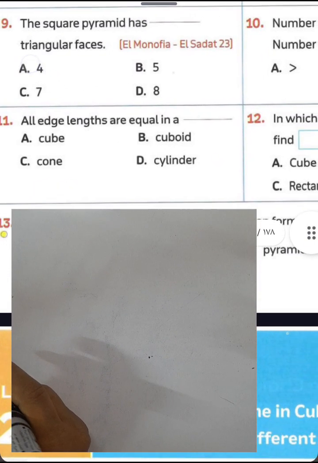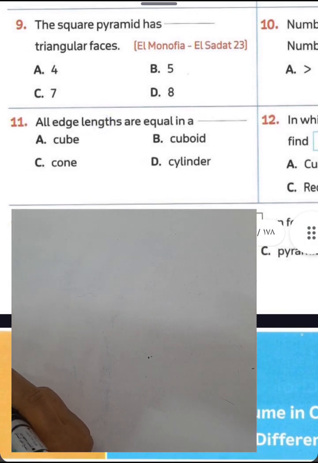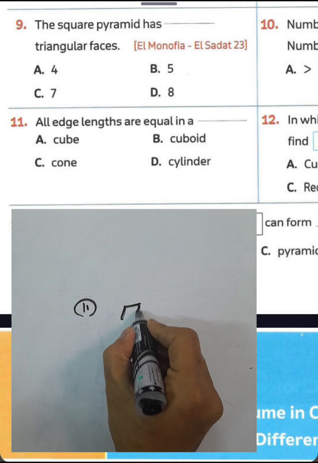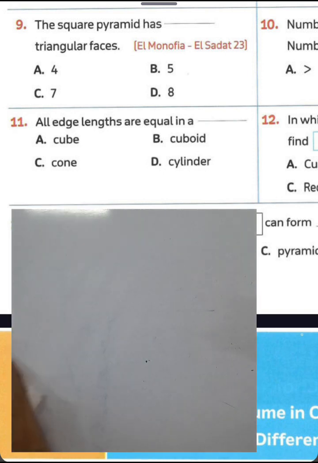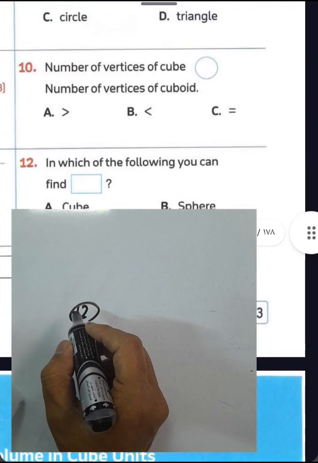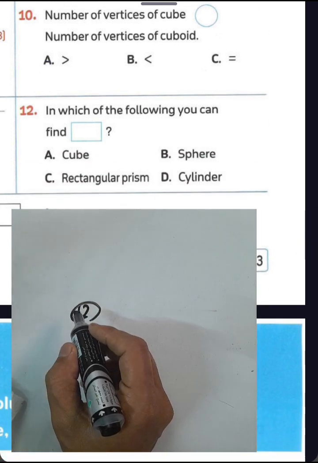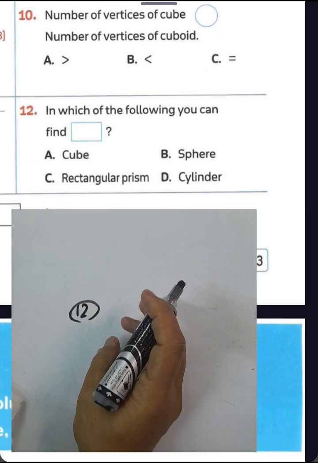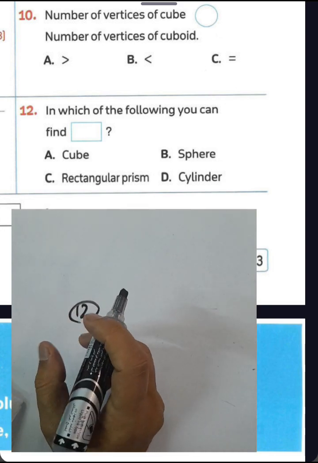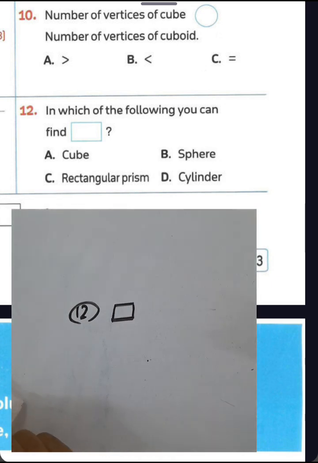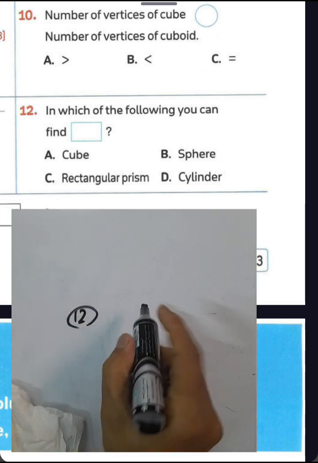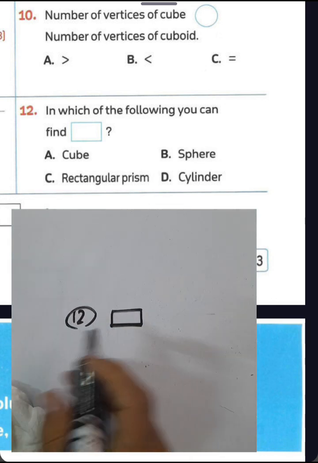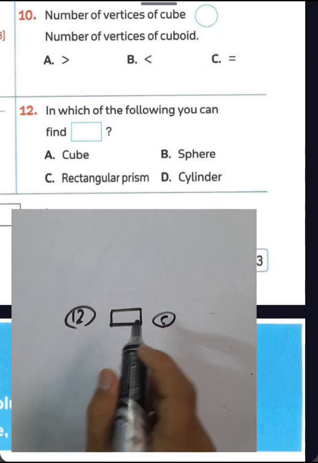Question 11. All edges lengths are equal in what? In cube. In the cube, all sides or edges are equal lengths. Choose letter A about question 11. Question 12. In which of the following can you find cube, sphere, rectangular prism? You can find this shape here, we call it rectangle. Yes, this rectangle, because we have two adjacent dimensions, not equal lengths. Rectangle, we can find it in rectangular prism. Choose letter C, rectangular prism.